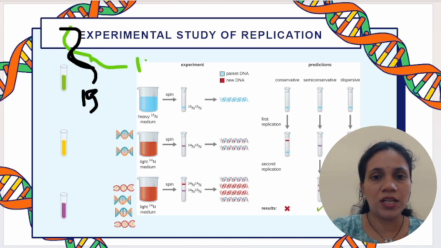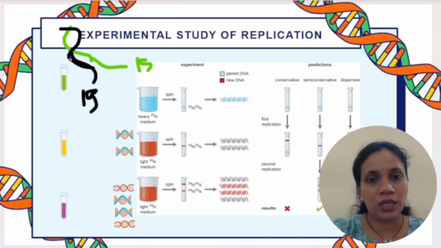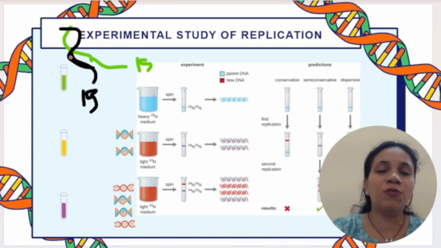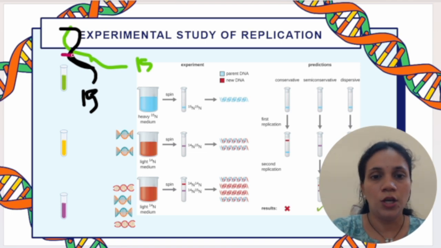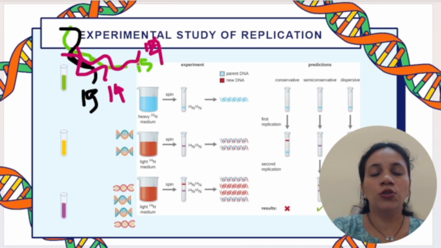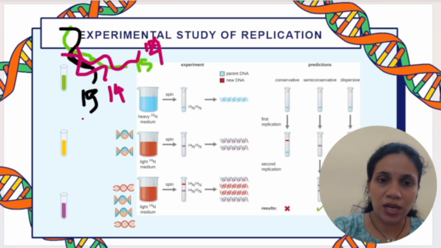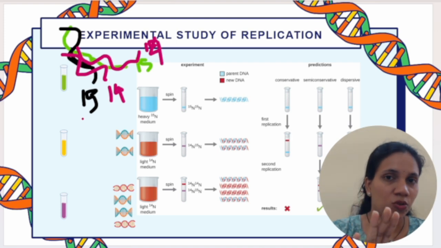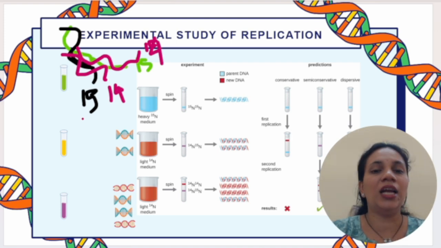Both the parental strands will have N15, and because the new medium contains only N14, henceforth only N14 will be the source of nitrogen. So the newly synthesized DNA, whatever was produced, had N14. So newly synthesized strand of DNA had N14. So we can say that one strand had N15, the parental strand, and the newly synthesized strand had N14. So we can see the difference.